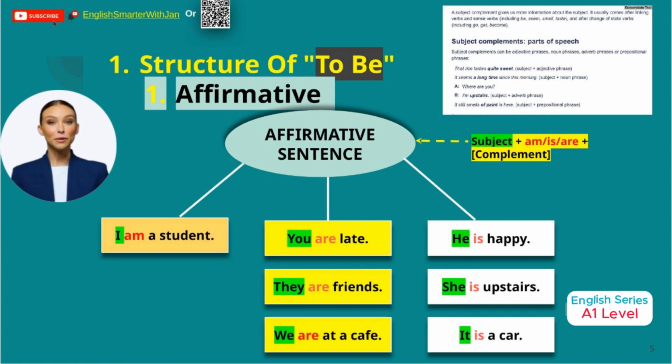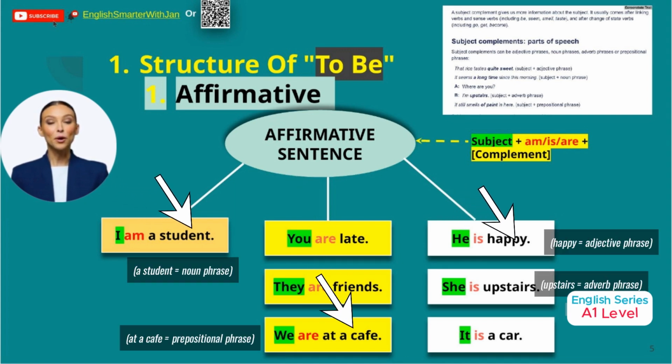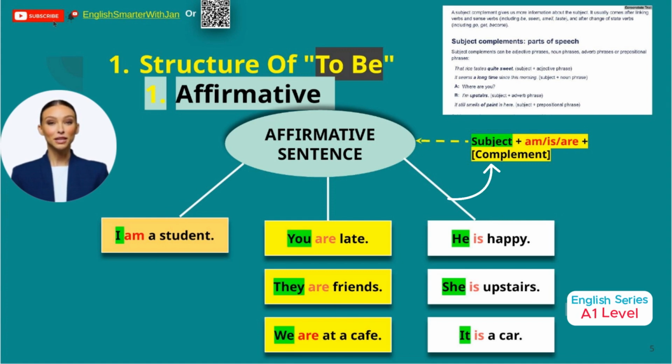Let's begin with the affirmative form, also known as positive. Let's analyze the following examples together. Notice the first word in each sentence? That's the subject. It's followed by to be, am, is, are, and then by a complement, which can be a noun phrase, adjective, or prepositional phrase. The structure is subject plus to be plus complement. Just make sure the form of to be matches the subject like you saw on the slide.